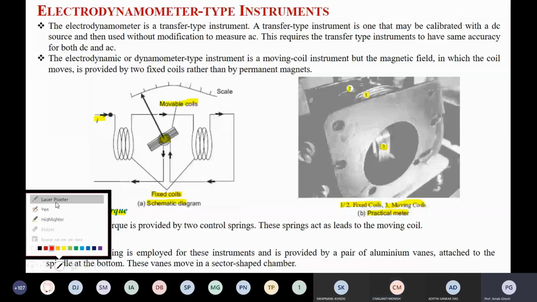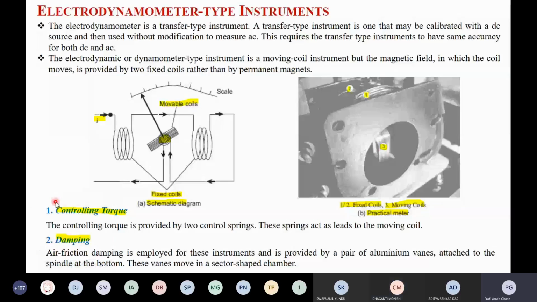So here you can observe that controlling torque is provided by two control springs. Then definitely the damping is also important. The air friction damping is employed for this instrument and is provided by a pair of aluminum vanes attached to the spindle at the bottom. These vanes move in a sector shaped chamber.